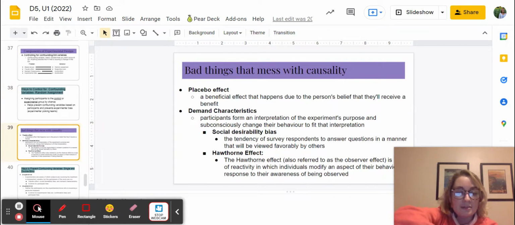Placebo effect: a beneficial effect that happens due to a person's belief that they'll receive a benefit. Demand characteristics: some examples are social desirability bias, which is when you answer questions to sound better, and the Hawthorne effect, the idea that you change your behavior because you're being observed. Just like I said, if Curtis came in during a lesson, I'd probably be more on my game than I usually would, and you guys would as well as students.